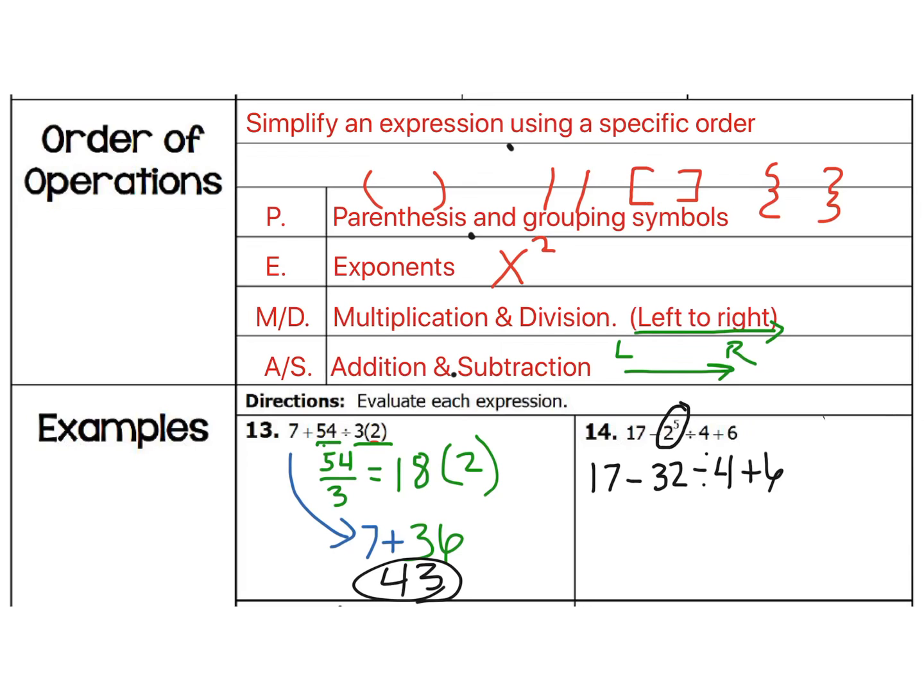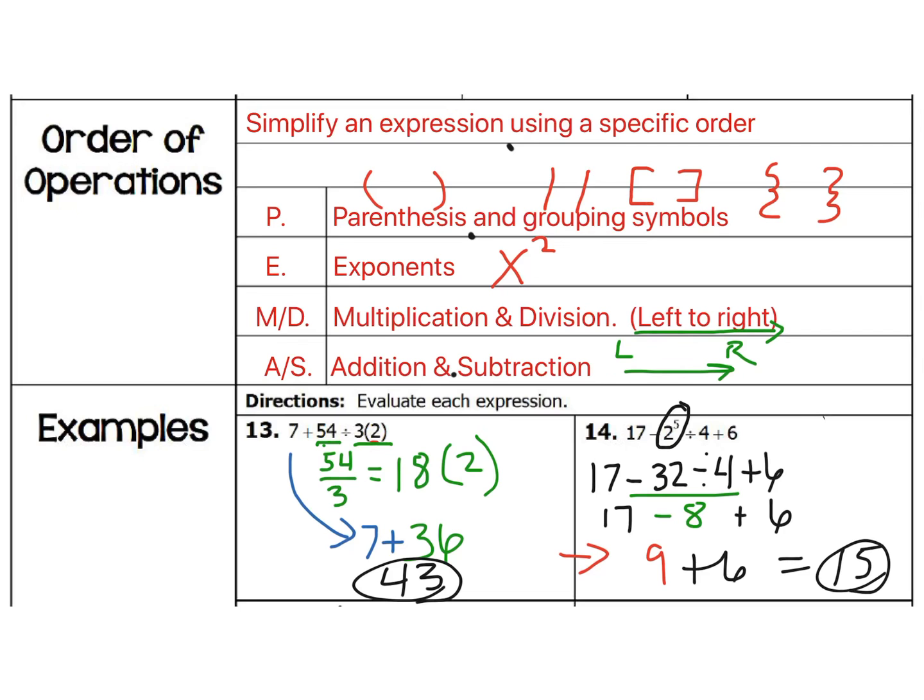Okay. All right, next I'm looking for multiplication or division, and I'm going to do that from left to right. So I have right here a negative 32 divided by 4, and that's going to give me a negative 8. And then I'm going to bring down my 17 and my plus 6. Finally, I'm going to do all addition and subtraction, and I'm going to work that from left to right. So 17 minus 8 is going to give me 9. 9 plus 6 is going to equal 15.